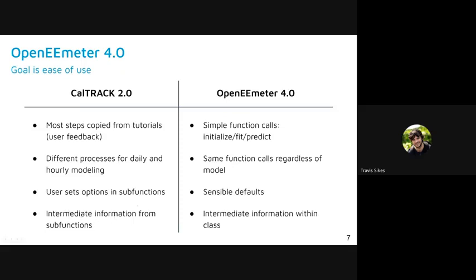Lastly, in OpenEEmeter 3.0, there is intermediate information from subfunctions. So you're calling these various functions, which are the steps, and you get some information there. You could see this as being very valuable. And if you do, then I would assure you that we can still keep that intermediate information, except we could keep that within the class so that rather than having to call these functions sequentially in order to get that information, you would be able to just directly call it from the class that you have instantiated.